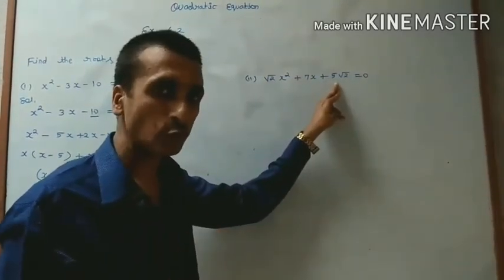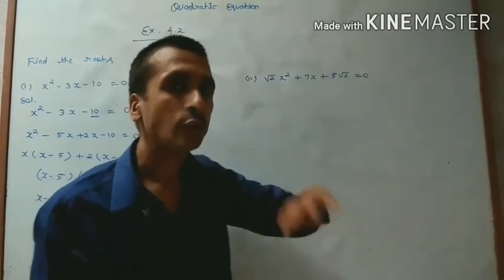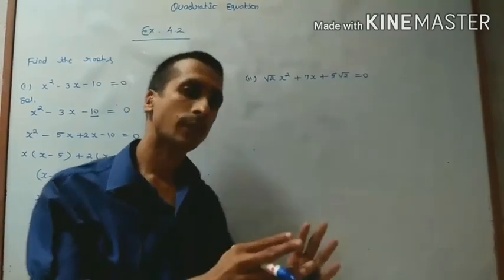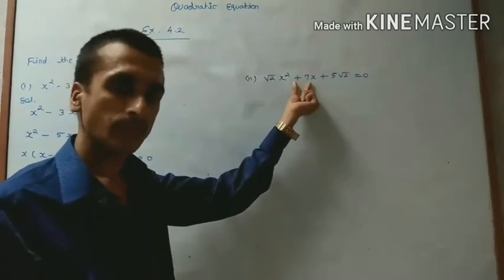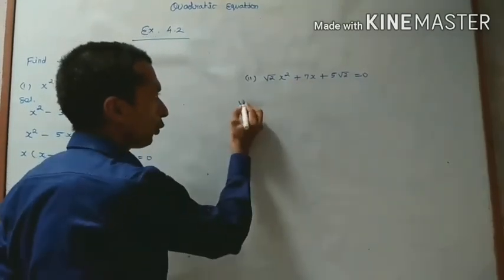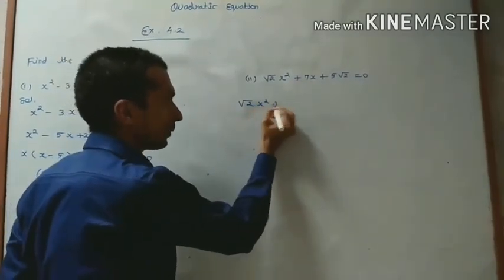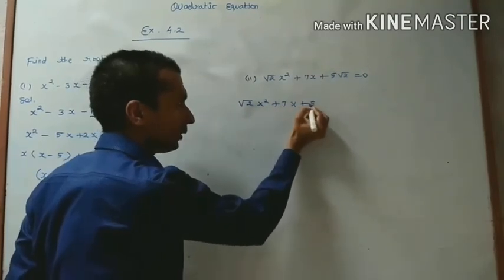How to get the 2 × 5 is 10? So 2 × 5 is 10 means 2 plus 5 is 7. So that is the result, 7. Look at this one: root 2 x squared plus 7x plus 5 root 2.